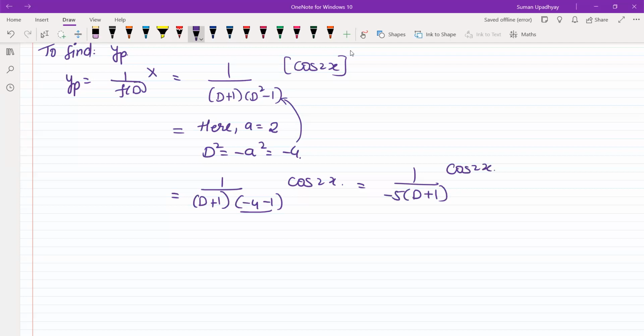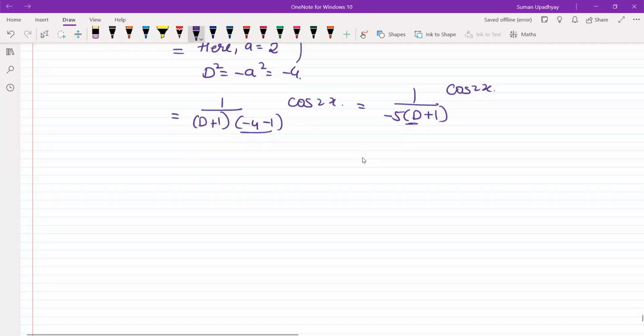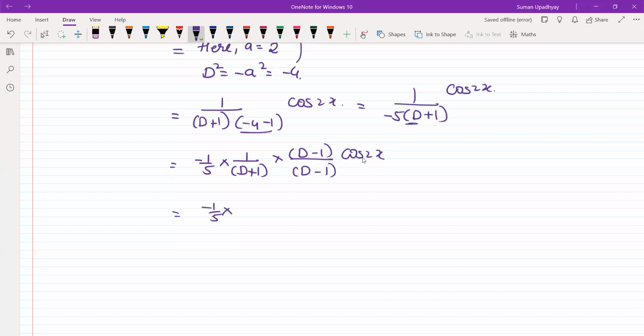Oh, still d is there. After the solution, d should not remain, but I can still see d. So I don't want this d. What I will do is multiply and divide by d minus 1. So let's see what will happen. So I multiplied and divided by d minus 1. Now 1 upon this constant, in the numerator this will be this, and in the denominator d plus 1 into d minus 1, what is it? d cube minus d square minus d square minus 1.